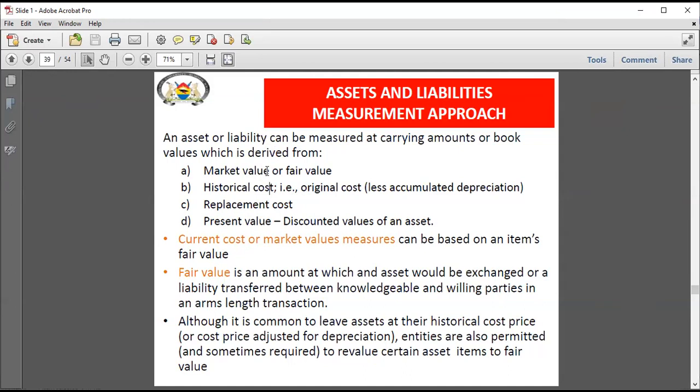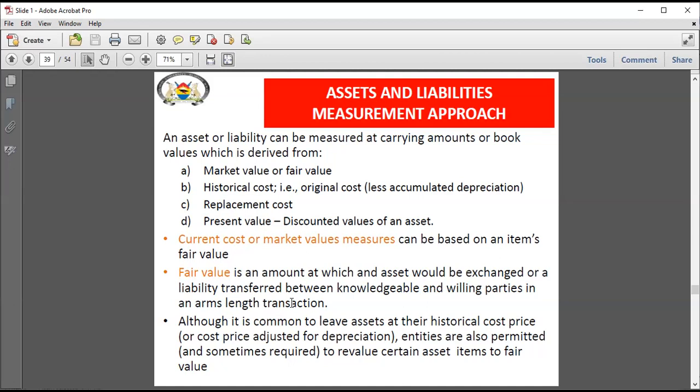And then we also have the fair value. The fair value is the amount at which an asset would be exchanged or a liability transferred between knowledgeable and willing parties in an arm's length transaction. Every time somebody says arm's length transaction, it means that this is not a transaction between a father and a son. There is no favoritism in the transaction between the buyer and the seller. You get it? So that's why it's an arm's length transaction.